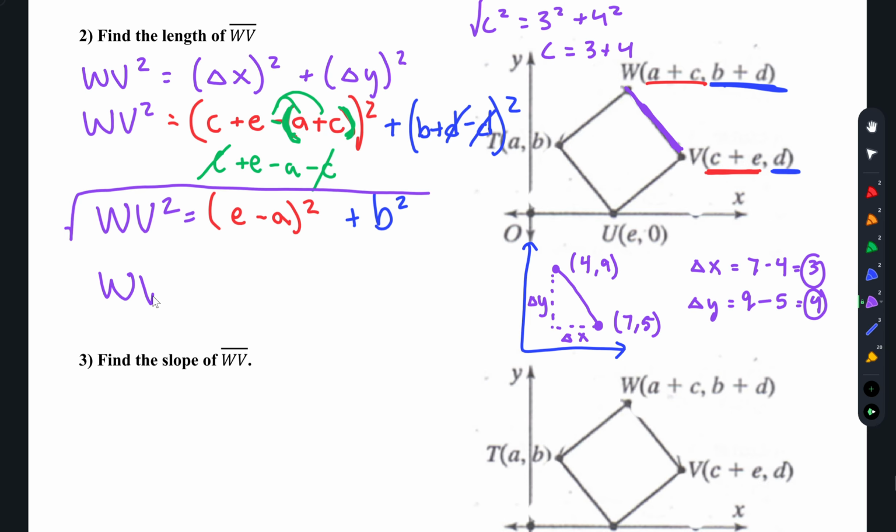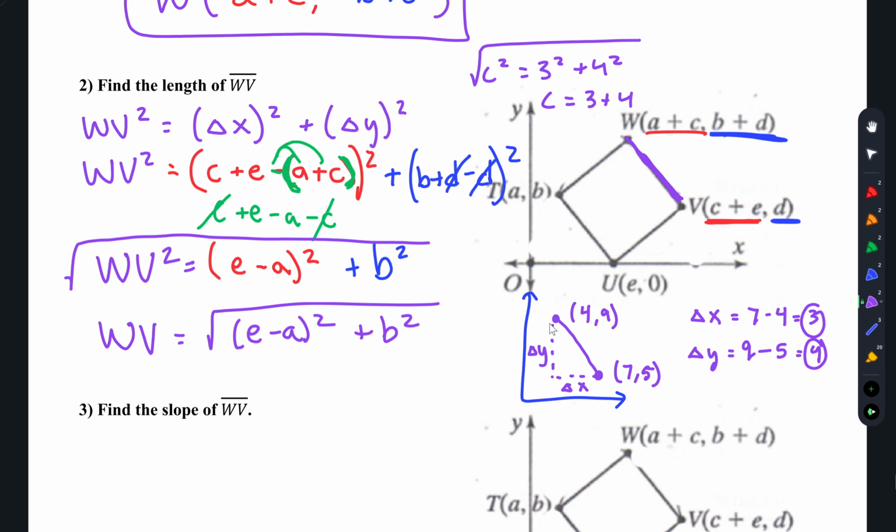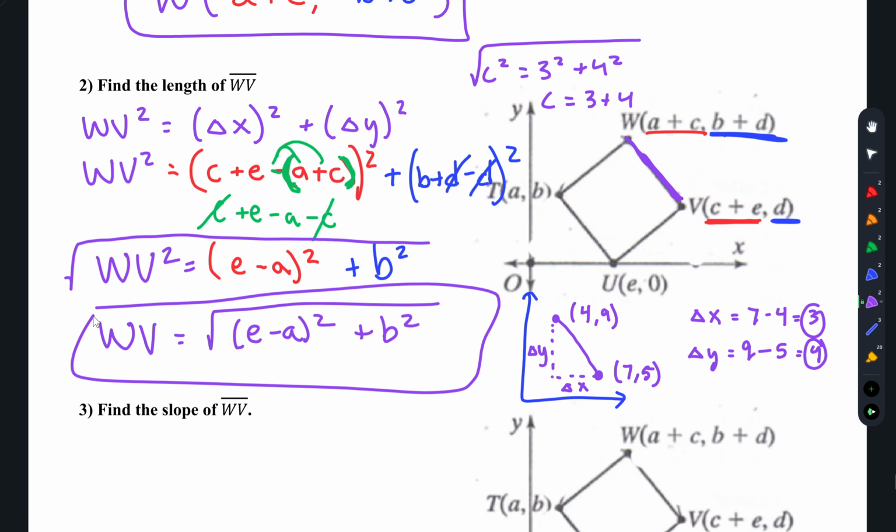I'm going to say WV equals the square root of (e minus a) squared plus b squared, because those squares can't just cancel each other out. I never did it before with the Pythagorean theorem. I never did c squared equals 3 squared plus 4 squared, c equals 3 plus 4. So I'm not going to do it here. This is literally as simplified as this gets. I'm done. Any questions on that?